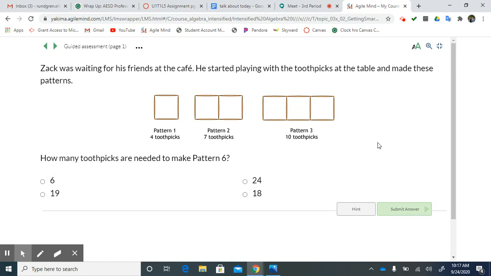All right, so on my paper, I am going to make a T-chart, and I'll flip back over to my paper in just a second. On one side of the T-chart, we are going to have pattern, and on the other side, we will have toothpicks. So I have pattern 1, 2, and 3 on the screen. Pattern 1 has 4 toothpicks, 7, and 10. And we want to know pattern 6.